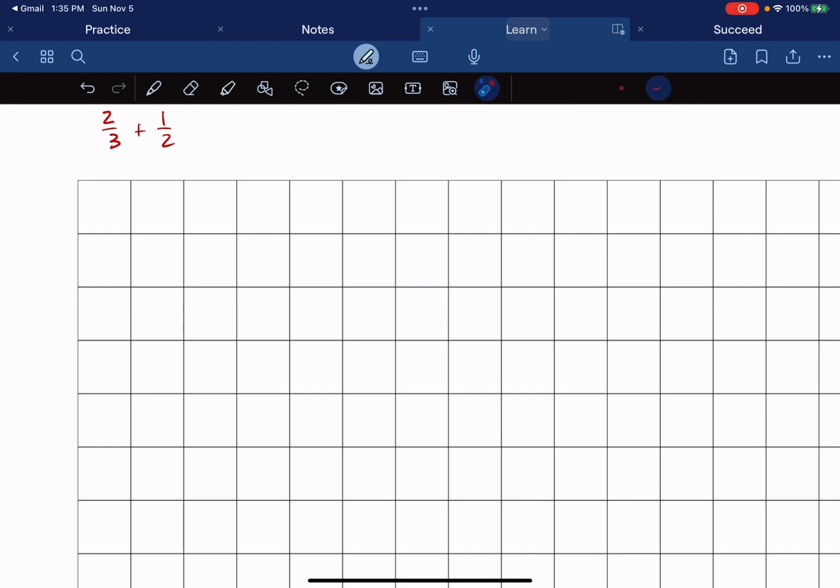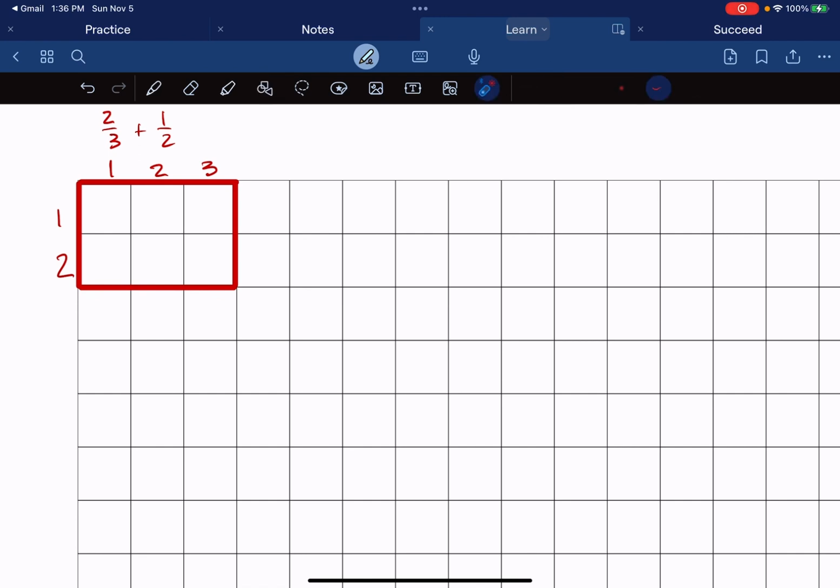So again, I'm going to look at my denominator for this first fraction, which is a 3. So I'm going to count 1, 2, 3 going across. And then I'm going to look at my denominator for my second fraction, and I'm going to count 1, 2 going down. And now I can set up my model. 2 down, 3 across.